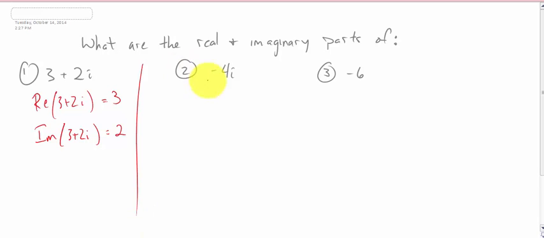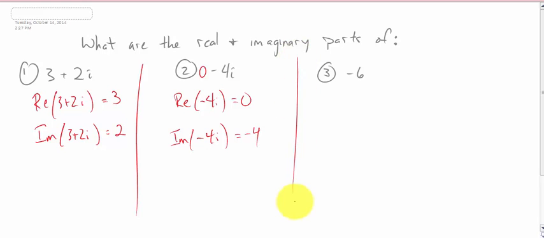For number 2 here, what's the real part here? This is what we call a purely imaginary number because it doesn't have a real part here. It's technically 0 minus 4i. The real part of negative 4i is 0. Purely imaginary. The imaginary part is negative 4.